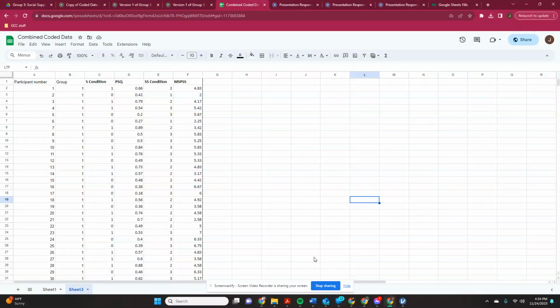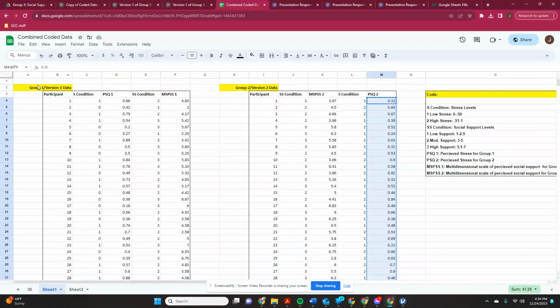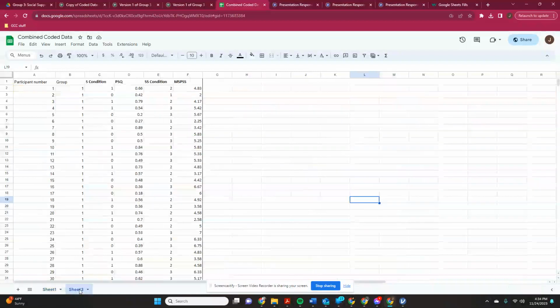All right. So for group three, you had a little bit different of a situation because you had kept both of your two groups separate. I think you're going to have a much easier time. And if you click over to sheet three, you'll see that I've done this for you. You're going to be able to open it up and access this.